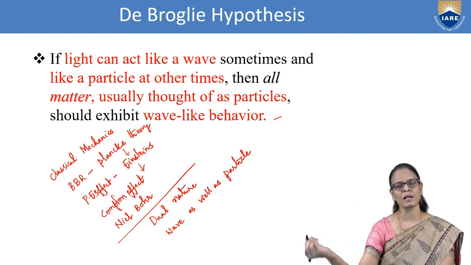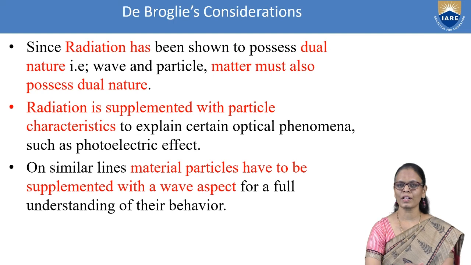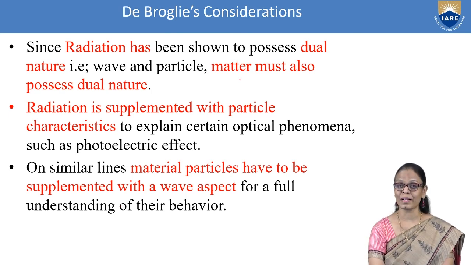It is just his logical thinking, because he said the reason could be that everything in nature is symmetric. So this also should follow the symmetric principle. Since radiation has been shown to possess dual nature, matter must also possess dual nature. So the next step, what he said, after all this we have concluded that light has dual nature, so matter also must possess dual nature.